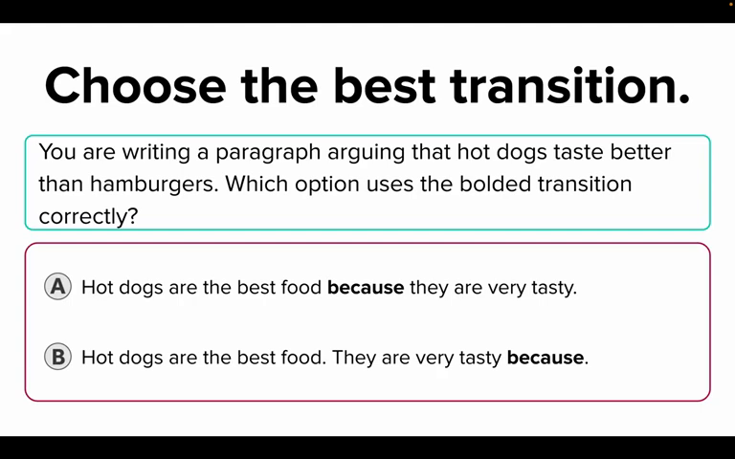In this example, both sentences use the same transition, because. However, one of my sentences is putting the word because in the wrong place. Option B uses because at the end of a sentence. That doesn't really make sense, and it doesn't connect two ideas together. Option A, however, uses because to connect two ideas, so I know that's the correct answer.